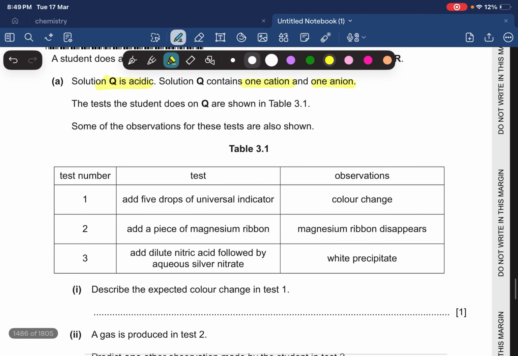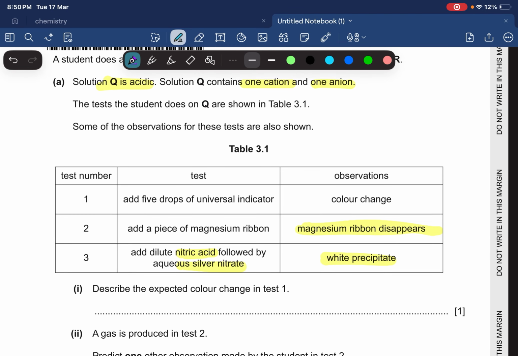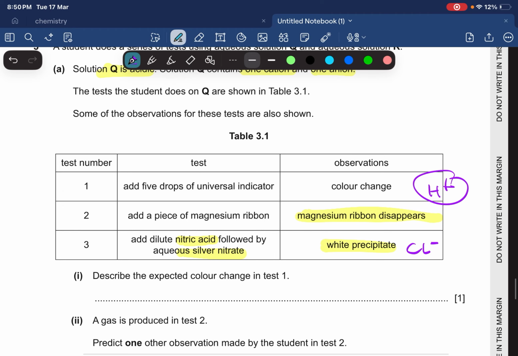Add a piece of magnesium ribbon, it disappears. Obviously, it's acidic. So if you add magnesium, that's a metal, into acid, you're going to form hydrogen gas. Add dilute nitric acid followed by aqueous silver nitrate, a white precipitate forms. This shows that we have a chloride ion present. Go to the table at the last and see we have an H plus ion present over here. That's the cation, that's the anion.